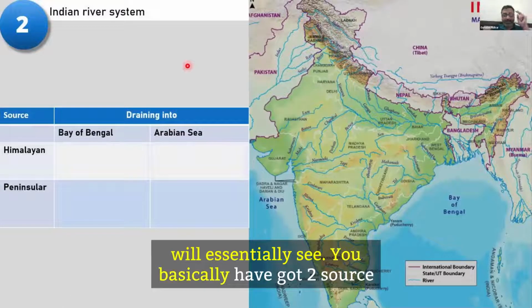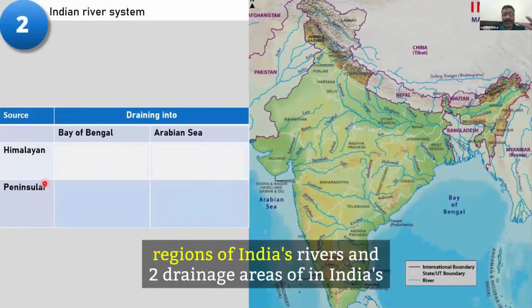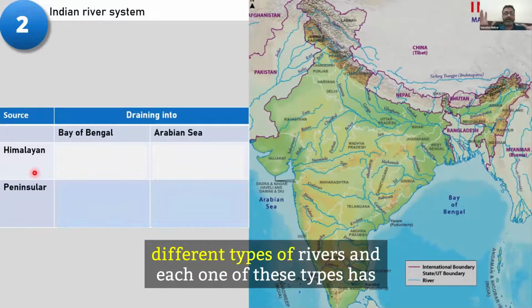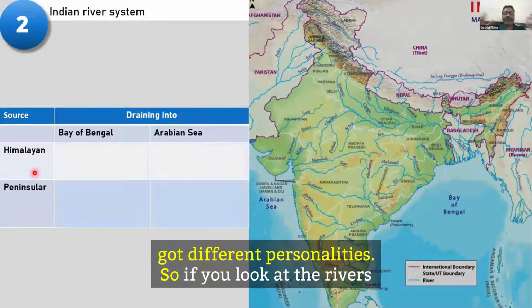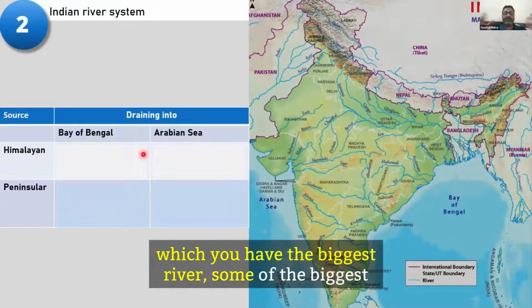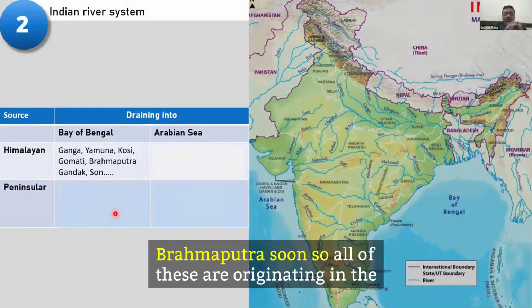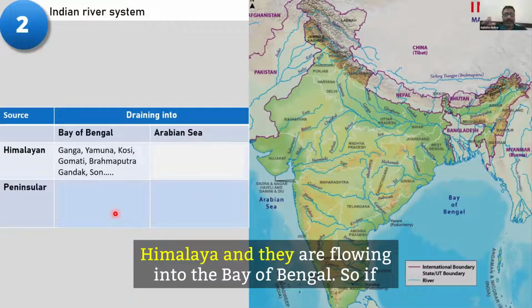You basically have two source regions of India's rivers and two drainage areas of India's rivers. And if you cross-tabulate them, you get four different types of rivers, and each one of these types has different personalities. So if you look at the rivers, you have some of the biggest Indian rivers, which are the Ganga, the Yamuna, the Kosi, Gomati, Brahmaputra, Gandak, and so on. All of these are originating in the Himalaya, and they are flowing into the Bay of Bengal.